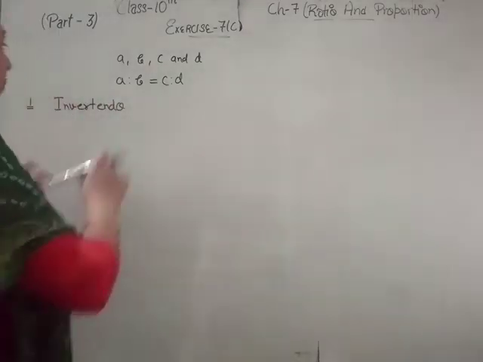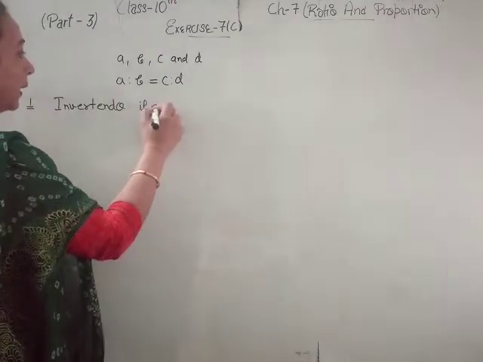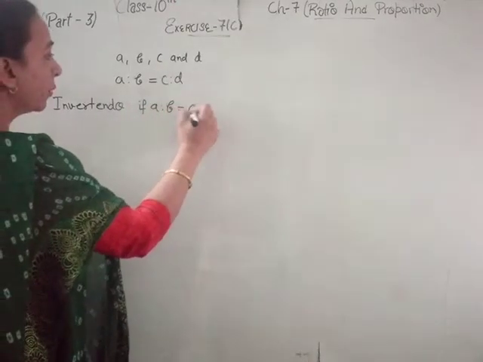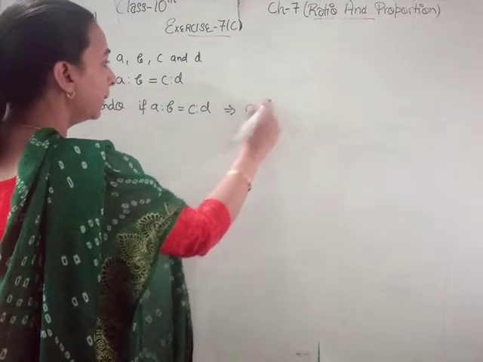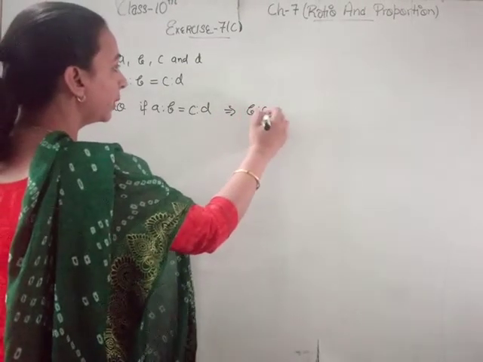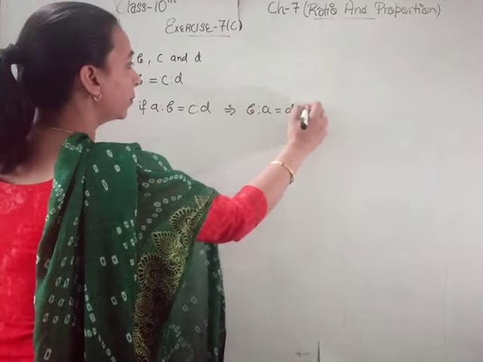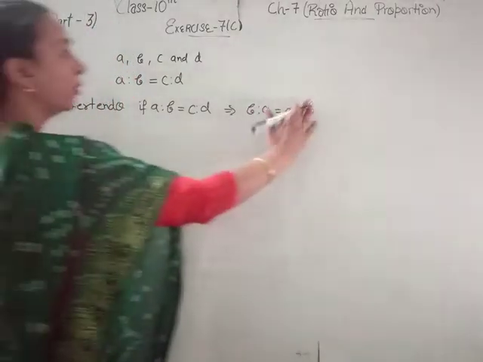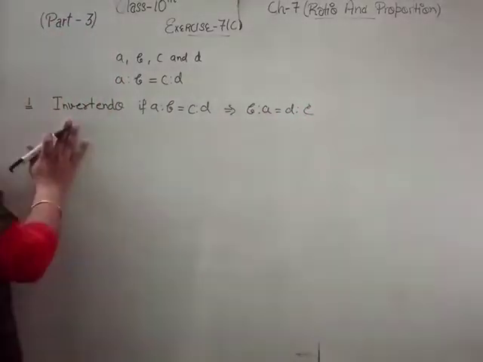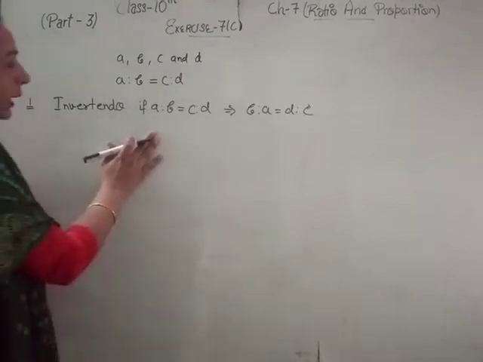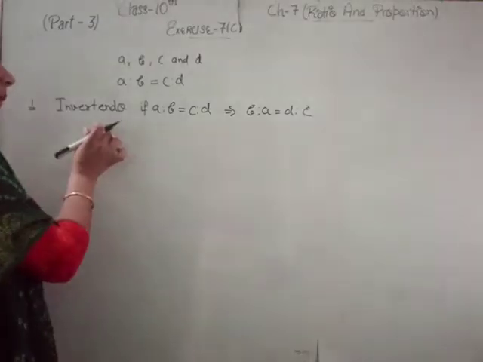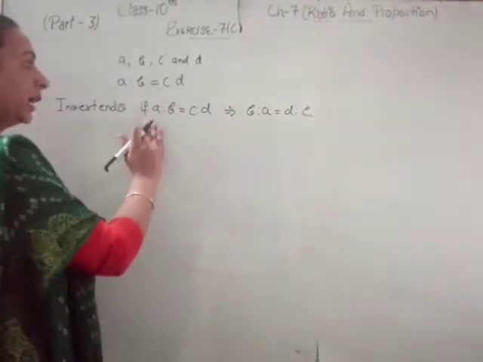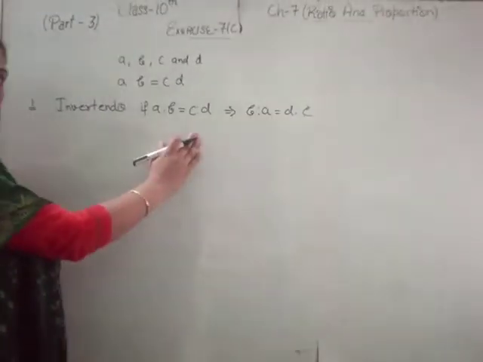Students, according to this property, if A ratio B equal to C ratio D, then this implies that B ratio A equal to D ratio C. According to invertendo, if A ratio B equals C ratio D, then B ratio A equals D ratio C.